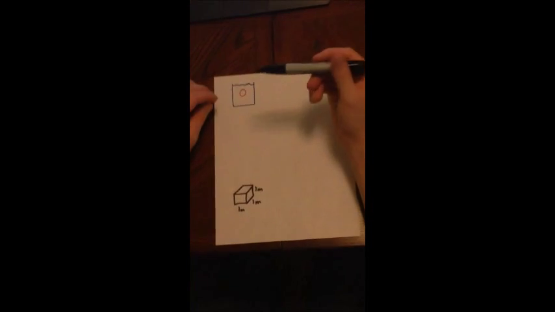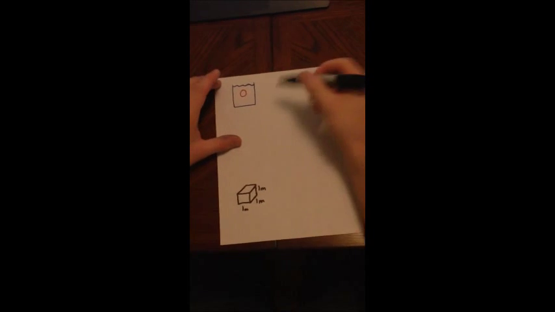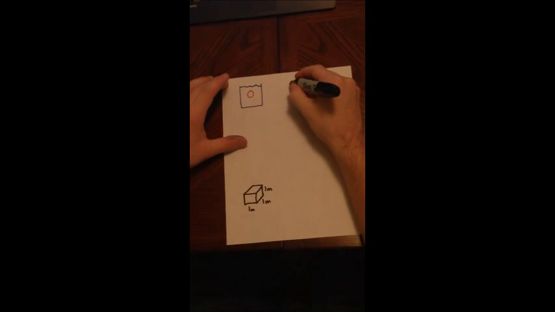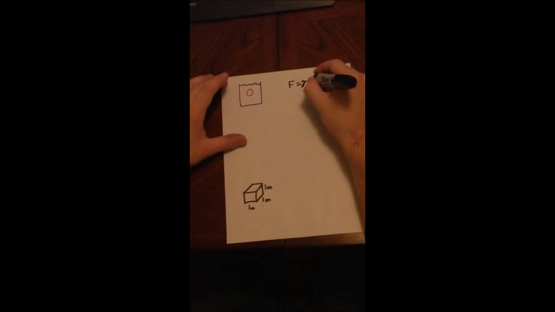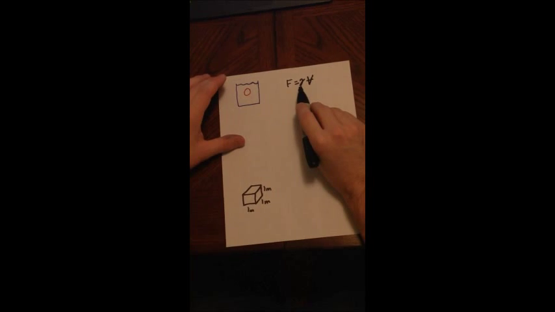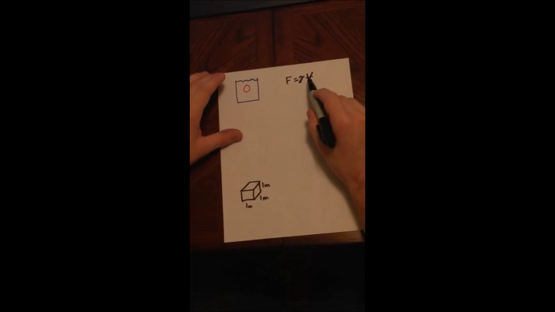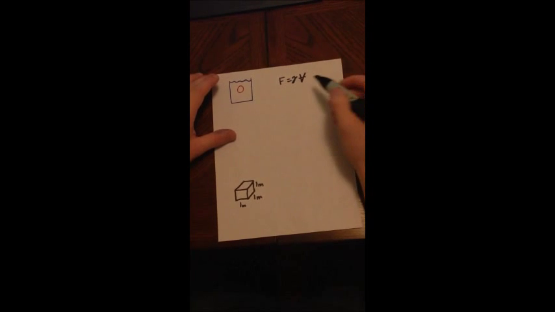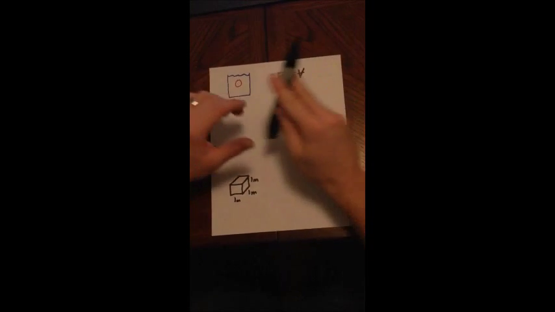The buoyancy force is always directed upwards, and it's calculated by the equation force equals gamma times volume. Gamma is specific weight. Volume, this V, is the volume of the object which is submerged underwater.